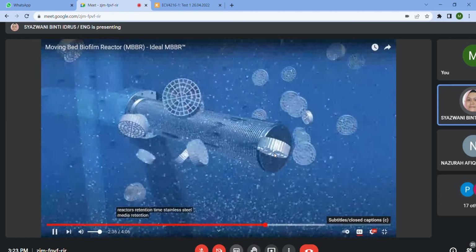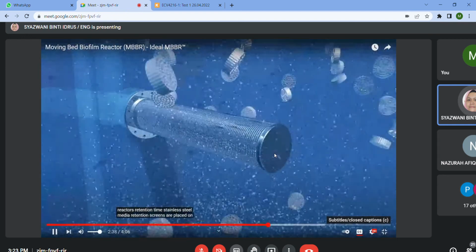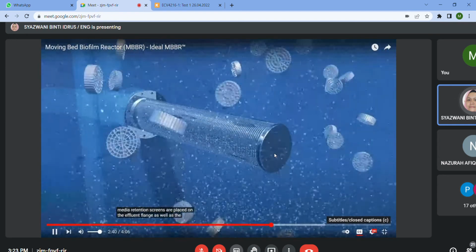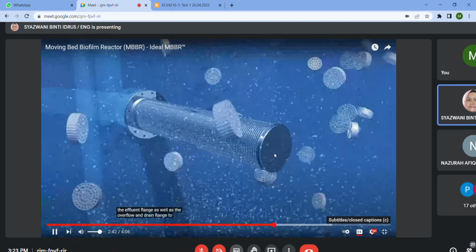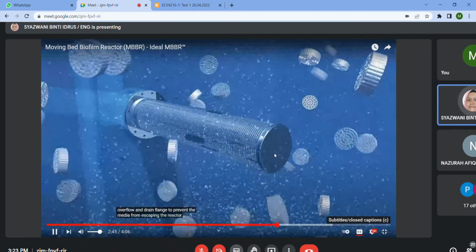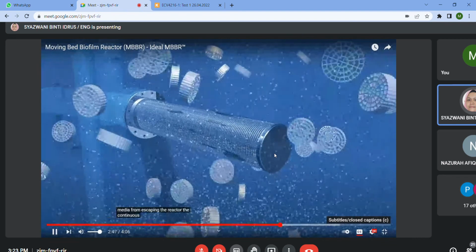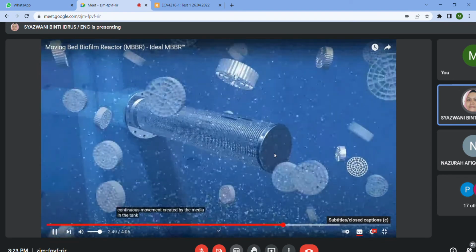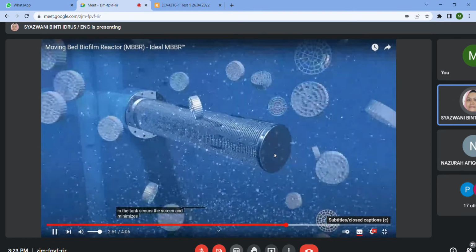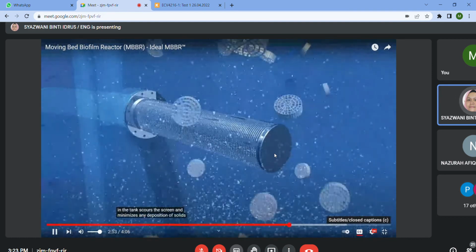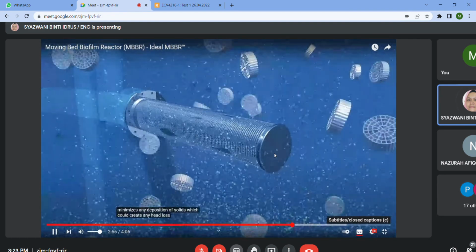Stainless steel media retention screens are placed on the effluent flange, as well as the overflow and drain flange, to prevent the media from escaping the reactor. The continuous movement created by the media in the tank scours the screen and minimizes any deposition of solids which could create any head loss.